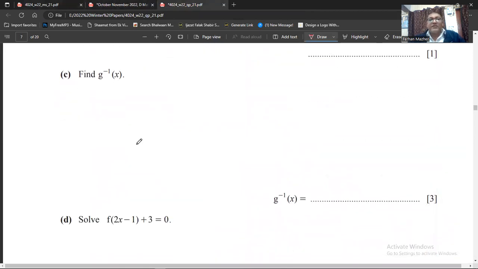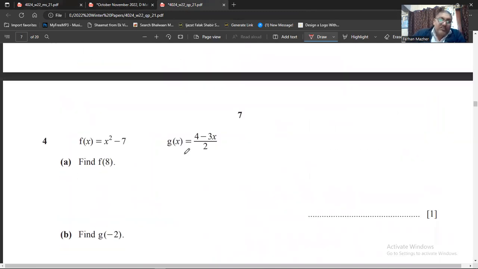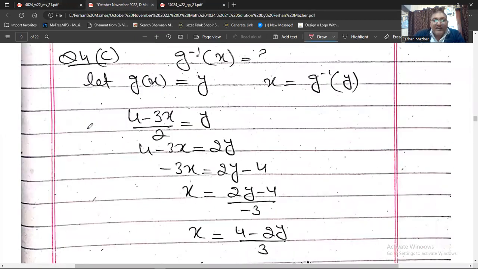Question number 4, it's C part. He wants us to find the g inverse of x. We know the g formula, g of x. I will find out its inverse function. The procedure is very simple. You see, I will write g of x is equal to y. So when the g will come to this side, x will be equal to g inverse of y. So in the place of this g of x, I will put that formula.